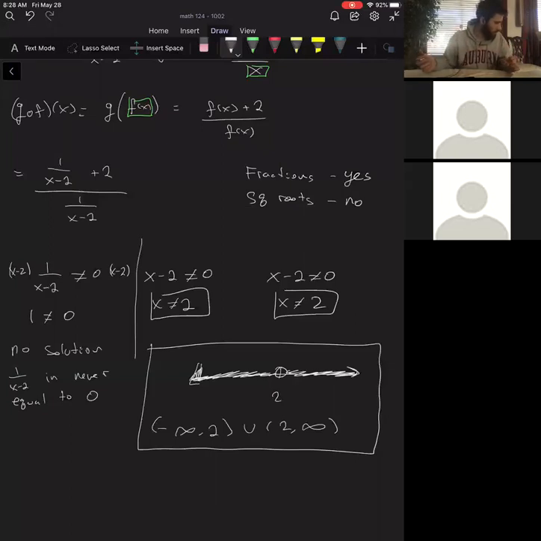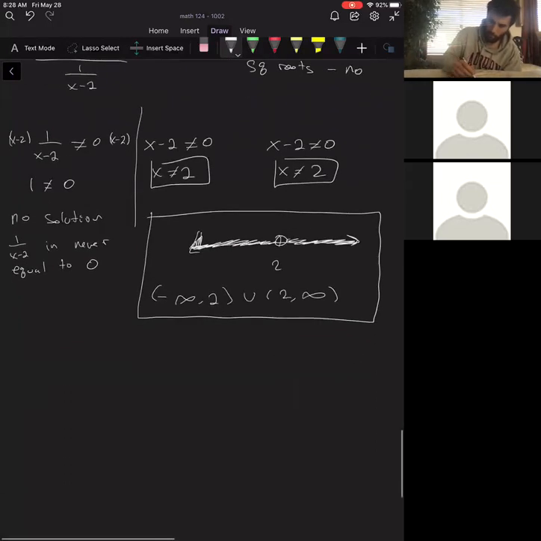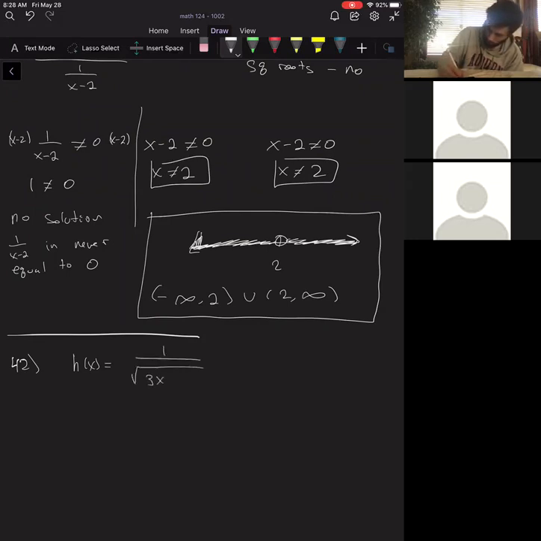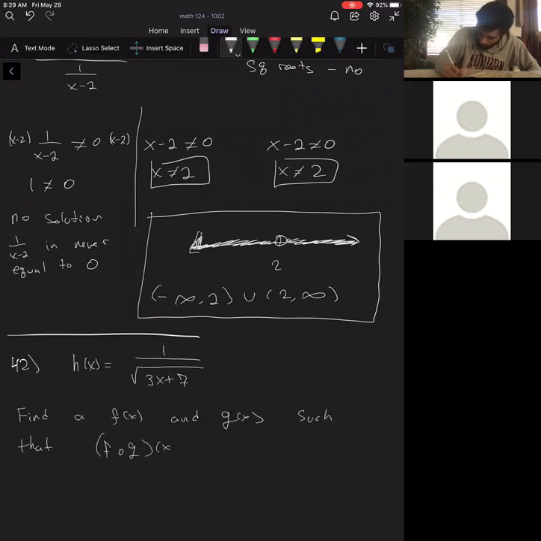All right. Let's do one more. Let's do number 42. What this problem is giving us is that h of x is equal to 1 divided by the square root of 3x plus 7. And what we want to do here is find f of x and g of x such that f composed with g of x is equal to h of x.